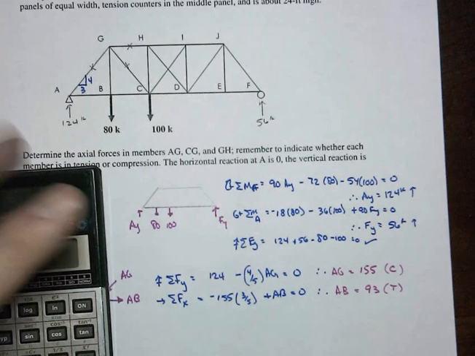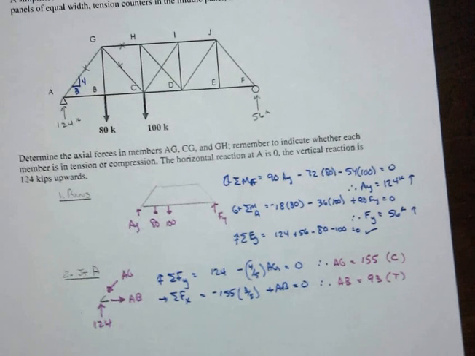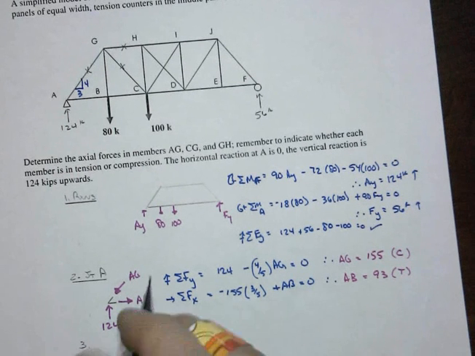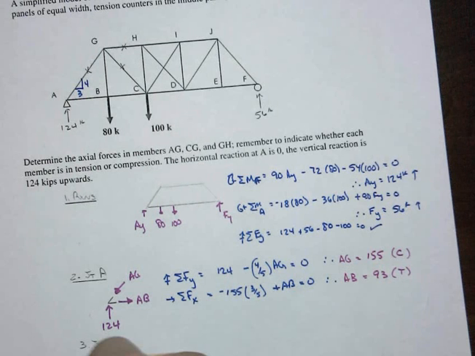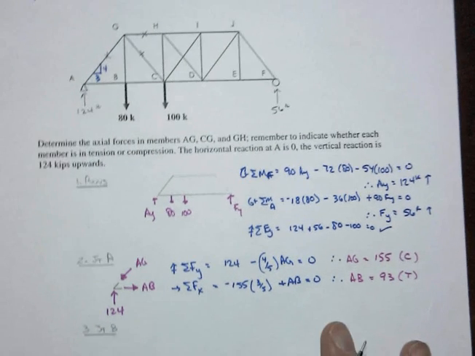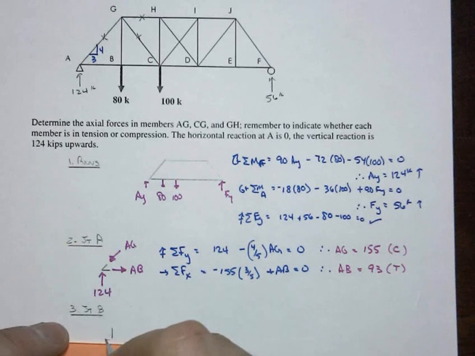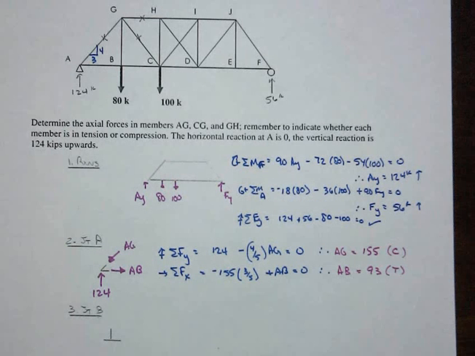Then let's go to joint B. At joint B, we've got a T-joint, which makes this almost trivial. We do have an applied load at the T-joint of 80 kips. We've got what we just found out was AB at 93, we've got BC, which by sum of forces in the X is also going to be 93, and we've got BG acting upwards.